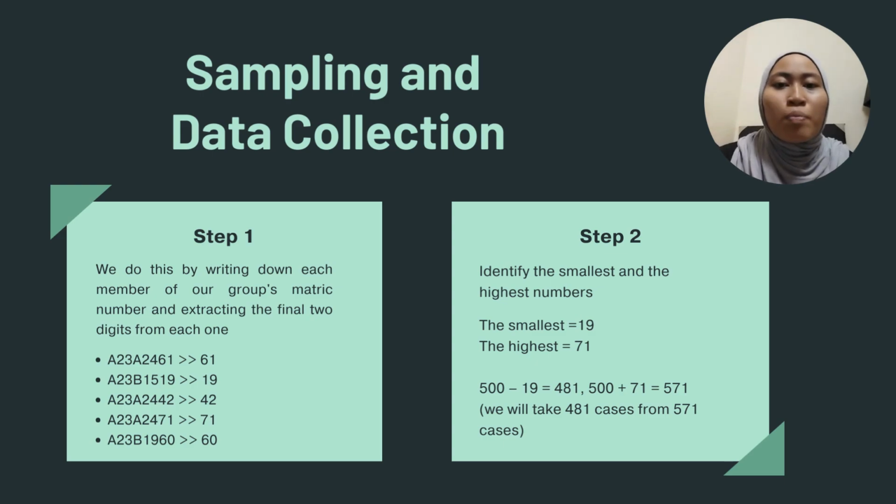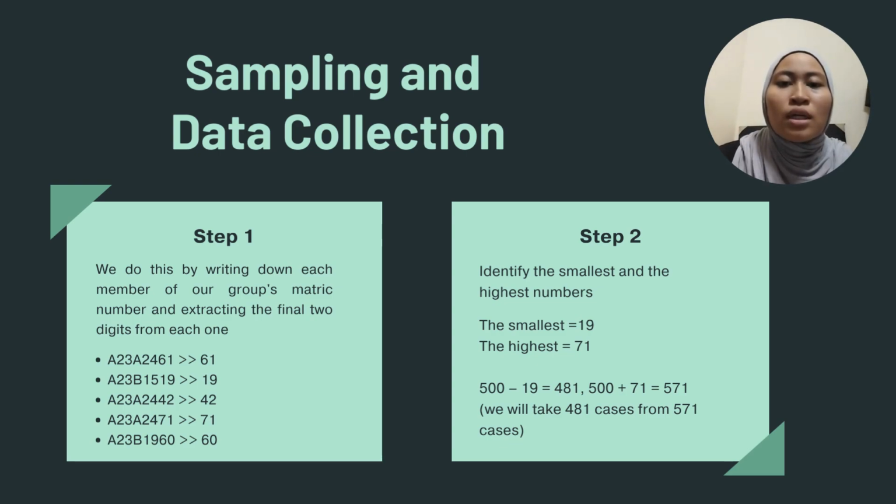Here I will present section 2.0, sampling and data collection. In order to randomly select some samples from the complete data set before proceeding to further sections, for step 1, we will write down each member of our group's matrix number and extract the final 2 digits from each one. As you can see here, the list of our matrix numbers.